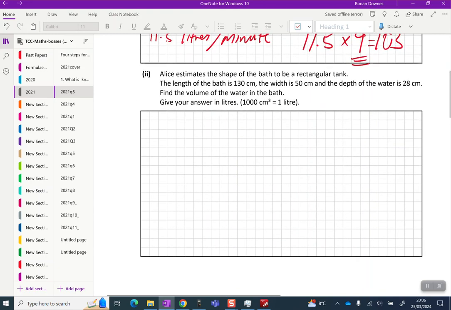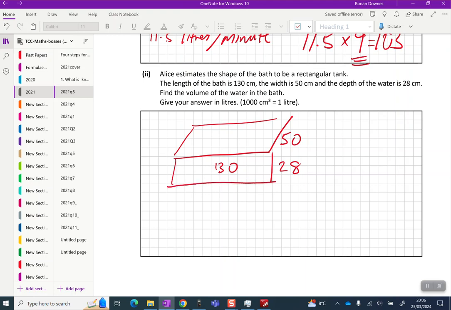So we know the length of the bath is 130, so we're going to start drawing a model here. And the width of the bath is 50, and the depth is 28. And they're all in centimeters, so we have to find the volume of the bath. So the strategy and the method is to go to the equation for a rectangular solid.